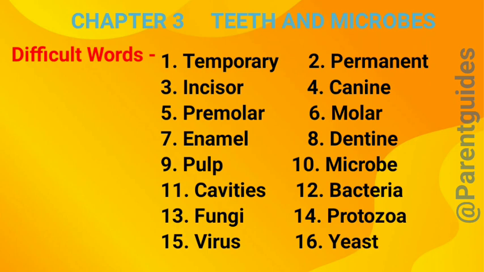Chapter 3. Teeth and Microbes. Difficult words. 1. Temporary. 2. Permanent. 3. Incisor. 4. Canine. 5. Premolar. 6. Molar. 7. Enamel. 8. Dentine. 9. Pulp. 10. Microbe. 11. Cavities. 12. Bacteria. 13. Fungi. 14. Protozoa. 15. Virus. 16. Yeast.